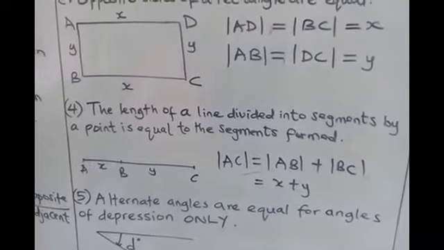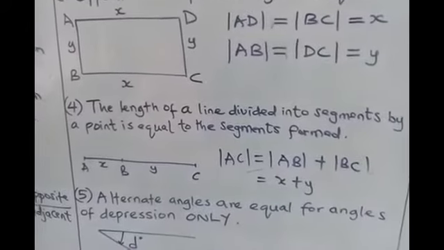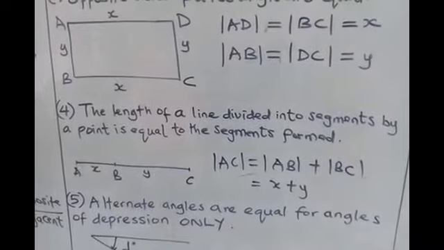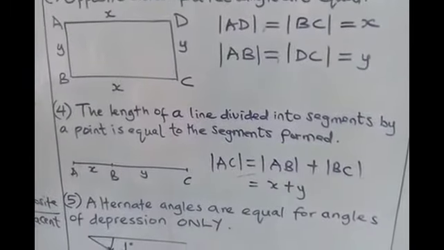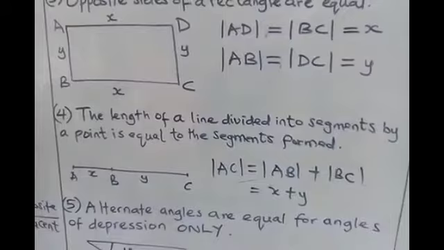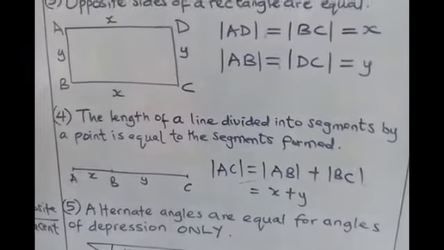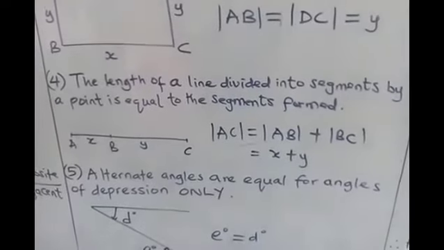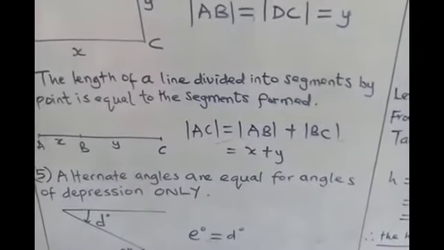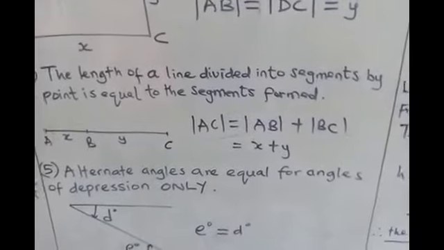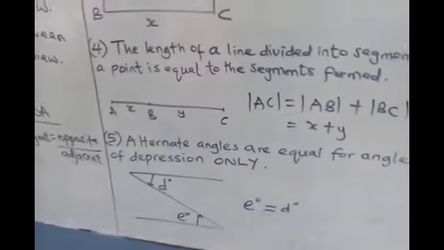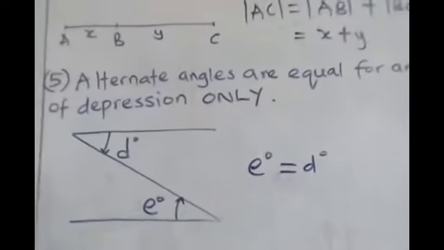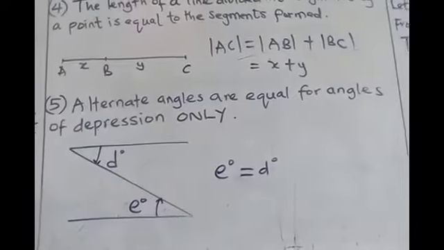So from A, B, C, our length AC will be equal to line AB plus line BC. So if our line AB is given as X, and our B to C is given as Y, which implies the total length AC will be equal to line AB plus line BC, which will give us X plus Y. Then the fifth one, which is very key too: alternate angles are equal for angles of depression only.